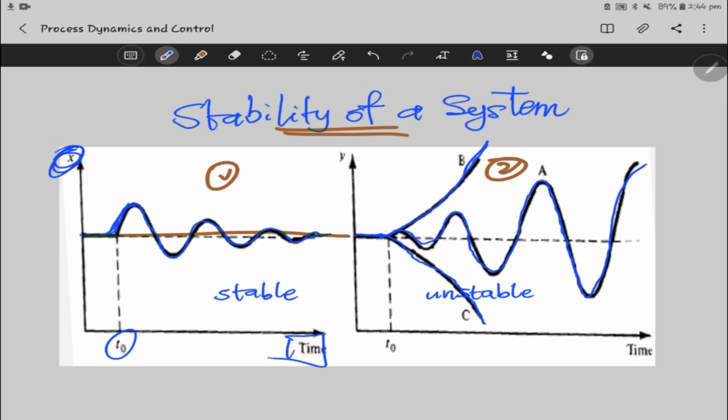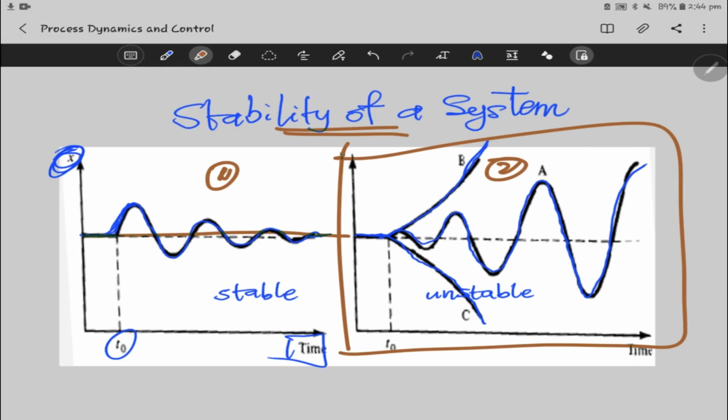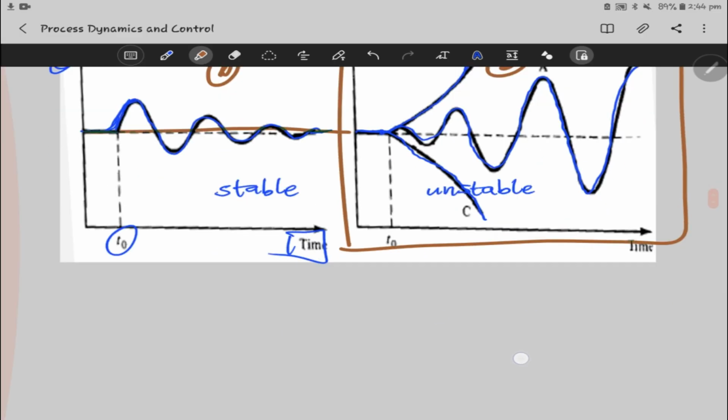So basically, these plots are describing the stability of systems. If it's a self-stabilizing system, as we see in one here, fine, it might not need a control system. But if it happens to be something like what we see in this two here, then definitely it needs a control system, right?